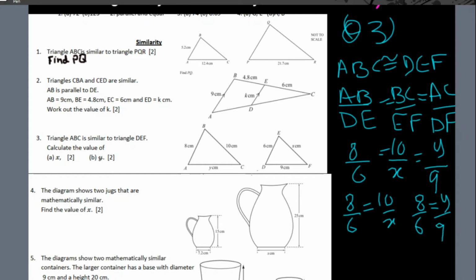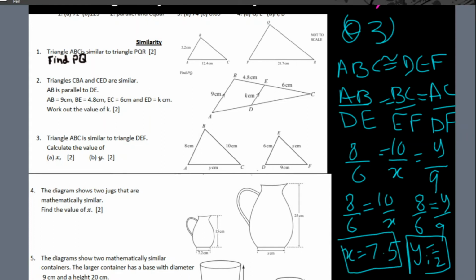So solve this to get X and then solve this to get Y. So X would be 60 by 8, which is 7.5, and Y would be 8 times 9 over 6, which is 12. So 7.5 and 12 is answer for question 3.